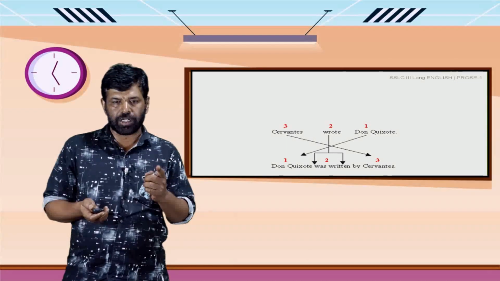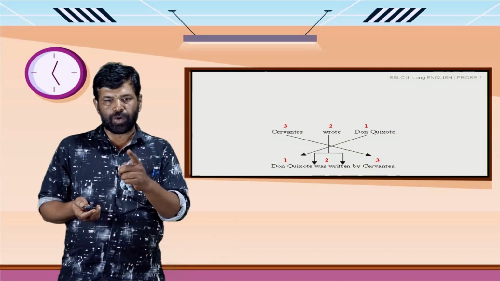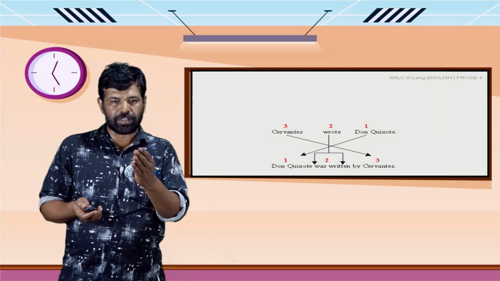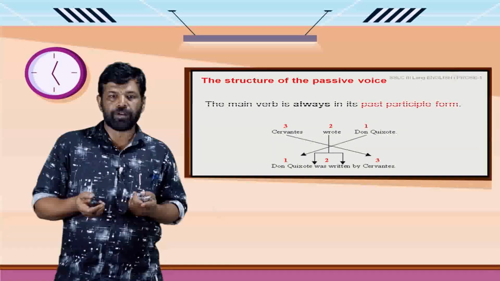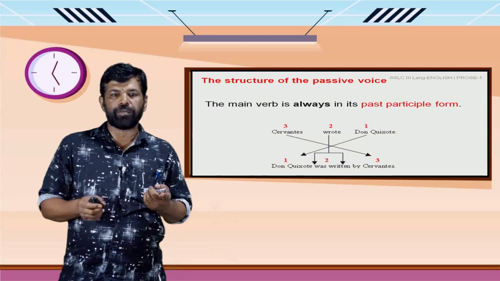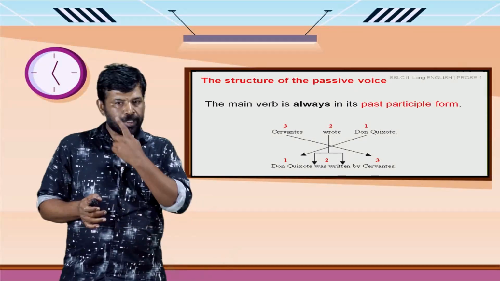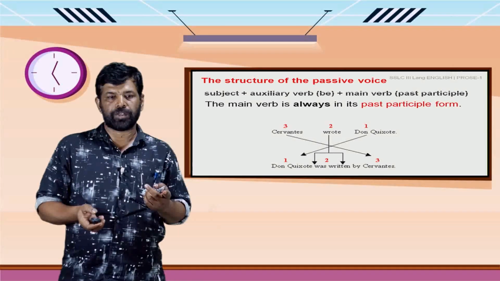Cervantes wrote Don Quixote. Okay, so here, 3, 2, 1, why is it written? The order has changed: the object has become the subject, which I want to mention. Check it. We call it the structure of passive voice. The main verb is always in its past participle form. So normally in the third case, check the sentence.